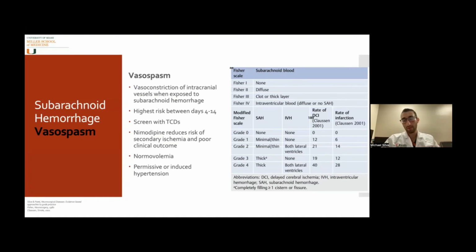There's really one main scale that's used to grade subarachnoid blood, and that's the Fisher scale. It was designed to correlate the radiographic evidence of subarachnoid blood and vasospasm. There's a traditional Fisher scale and a modified Fisher scale, but suffice to say that the more subarachnoid blood you have, the higher your risk of vasospasm. And this is intuitive, right? The more blood there is to irritate the vessels, the more likely they are to go into spasm.